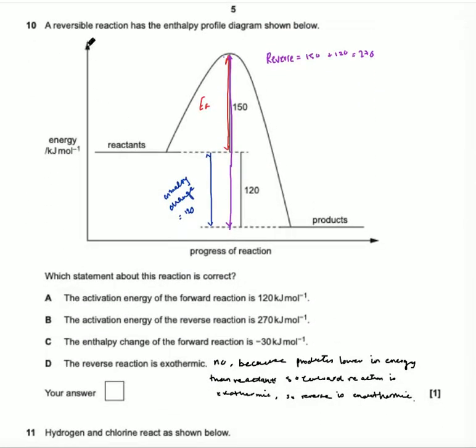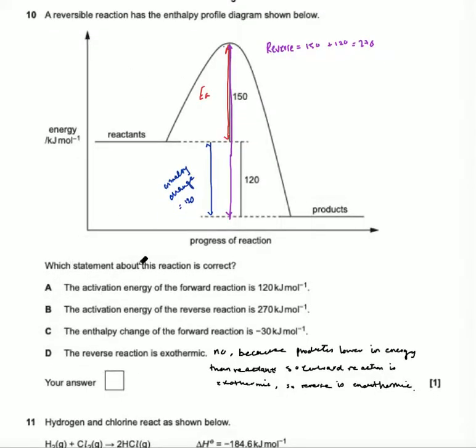Right. A reversible reaction has the enthalpy profile diagram shown below. Which statement about this reaction is correct? Right. The activation energy of the forward reaction is 120 kilojoules per mole. Right. So activation energy is this. I've marked it in red, and it goes from the reactants to the highest peak. And here it's shown as 150, not 120. So that's incorrect.